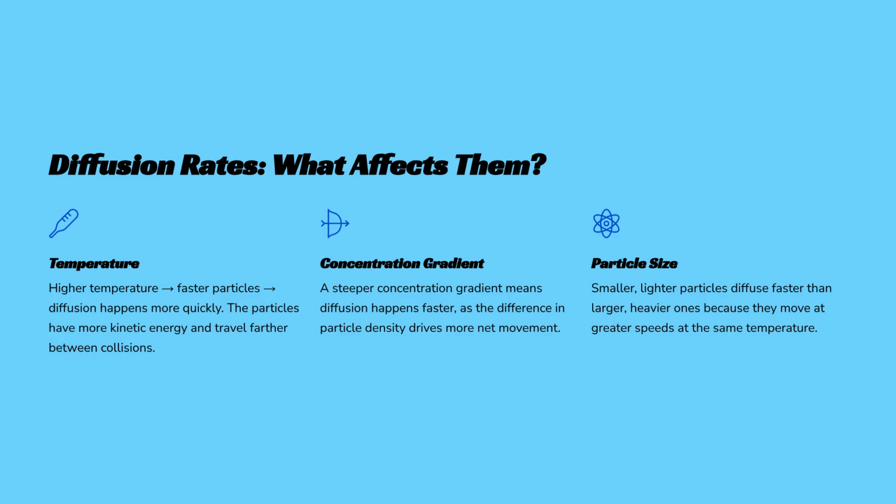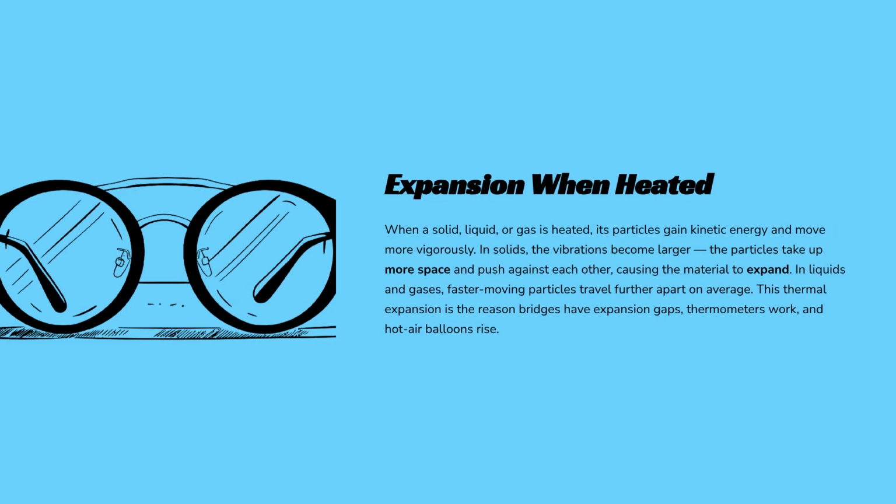Diffusion rates depend on several factors. Higher temperatures provide more kinetic energy, speeding up particles. A steeper concentration gradient increases the rate of movement, and smaller, lighter particles diffuse faster than heavier ones because they travel at greater speeds. When substances are heated, their particles gain kinetic energy and move more vigorously.